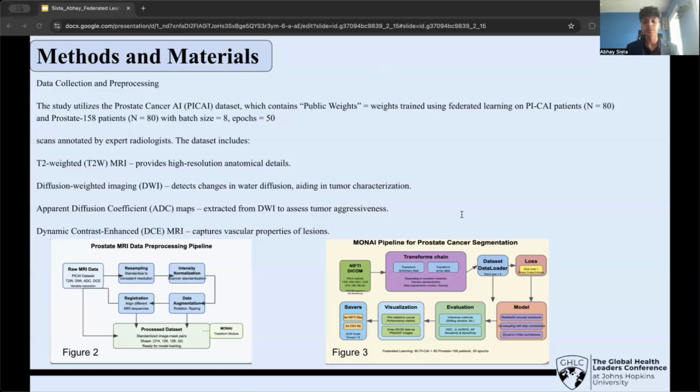On the right, you can see the MONAI training pipeline I used. MONAI is a specialized deep learning framework for medical imaging, and here it shows how my model was trained, including data loading, transformations, model building, and evaluation.